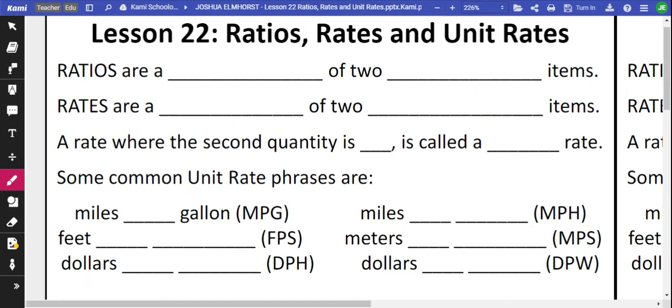Okay, this is Mr. Elmhorst with lesson 22. We're going to take a look at ratios, rates, and also something called unit rates.